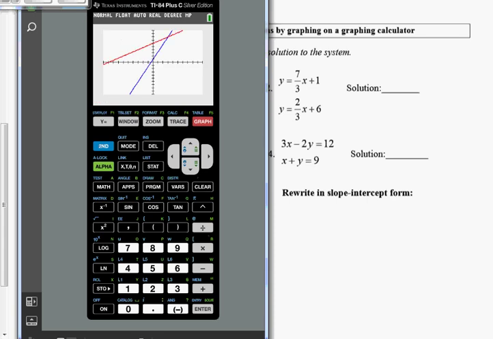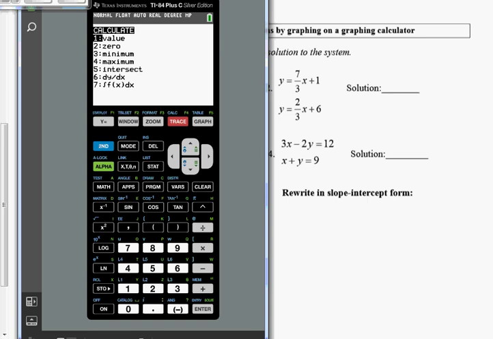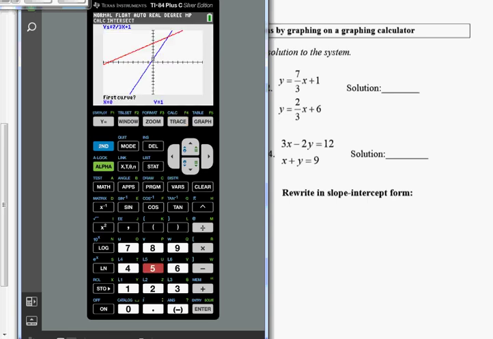Hit graph, and again we'll use our second trace for that calculate function in number 5. First curve hit enter, second curve hit enter, guess hit enter, so we should hit enter 3 times until it says intersection on the bottom left hand of your calculator. It says our intersection is at 3/8, so that will be our solution.